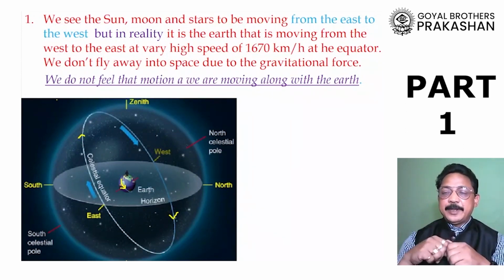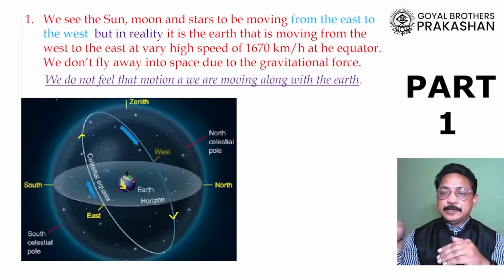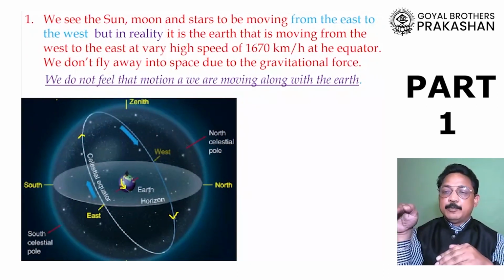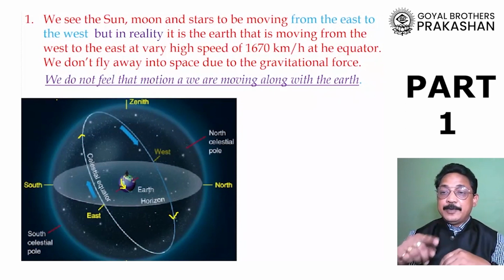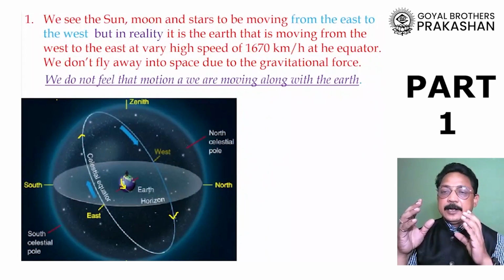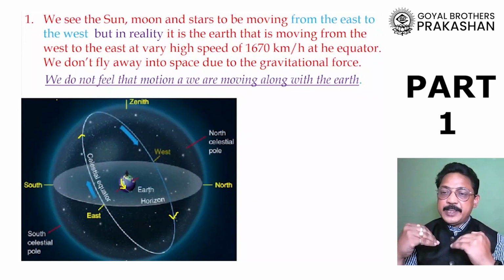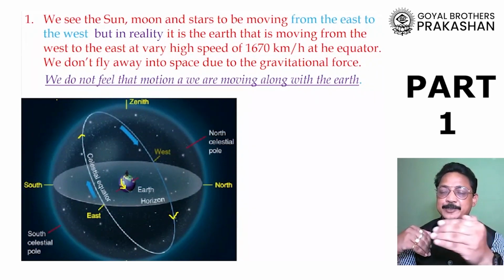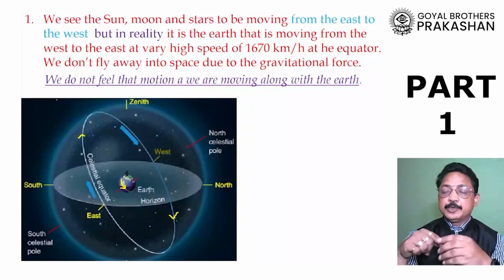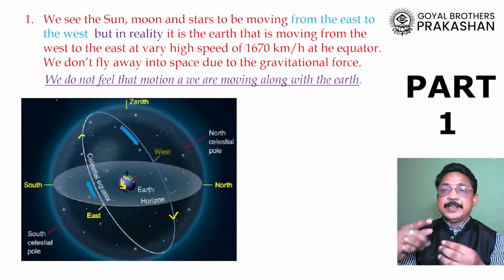In the very same way, dear students, when you see that the sun is moving in the sky from east to west, we can conclude that the earth must be moving from west to east. I repeat, when you see the stars and the moon and other planets in the sky moving from east to west, we can conclude that it must be we who are moving from west to east. That means the motion of the earth is from west to east.